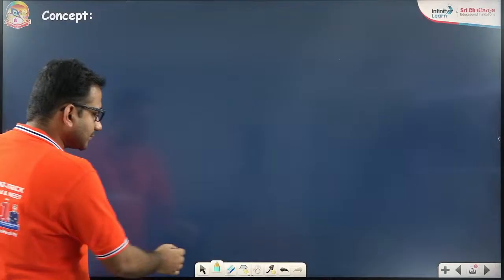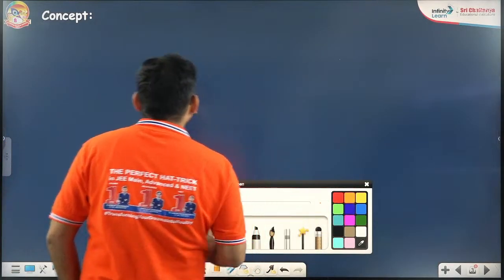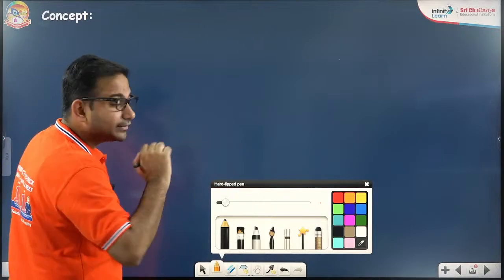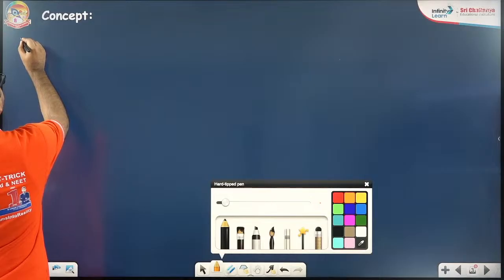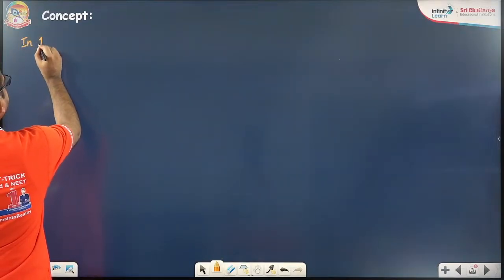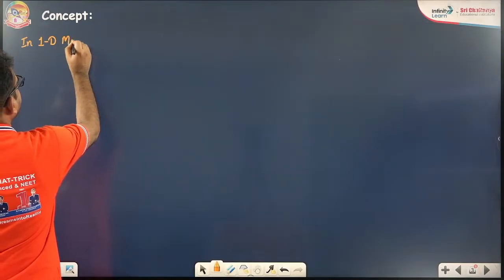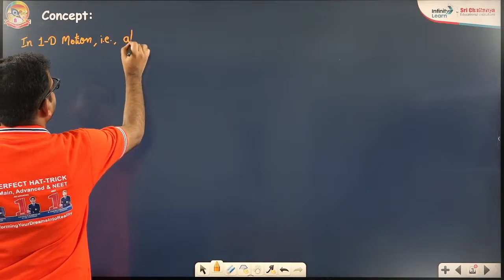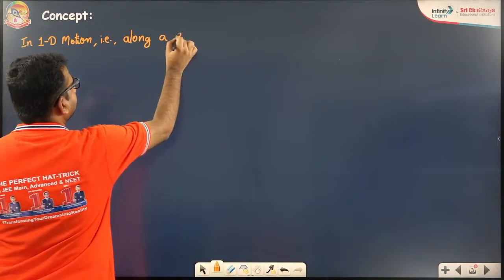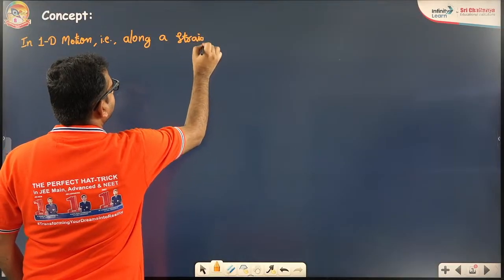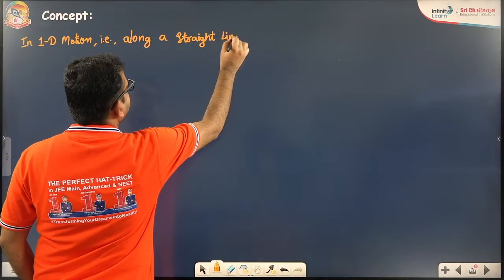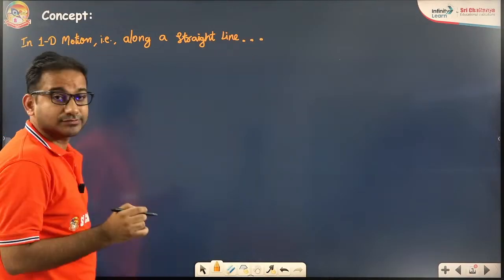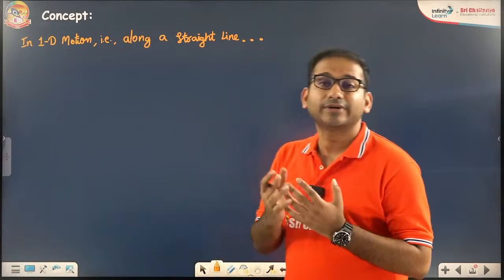Okay, so the basic concept is, first of all, I would like to talk about the riverboat model or river and swimmer model in 1D and then in 2D. So in one dimension, motion means along a straight line. If I talk about the straight line, then you are dealing with two terms here: one is upstream velocity, and one is downstream velocity.